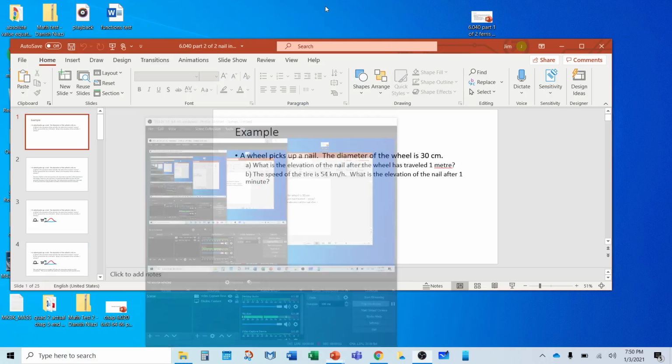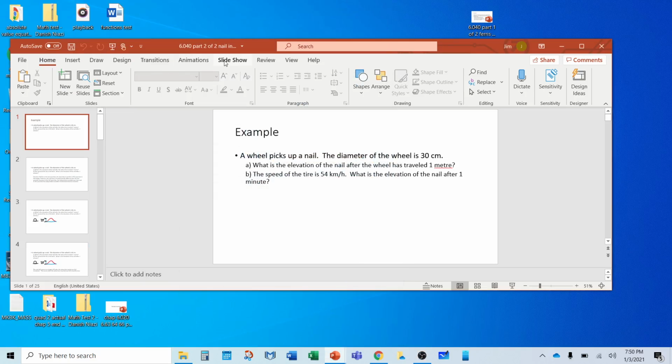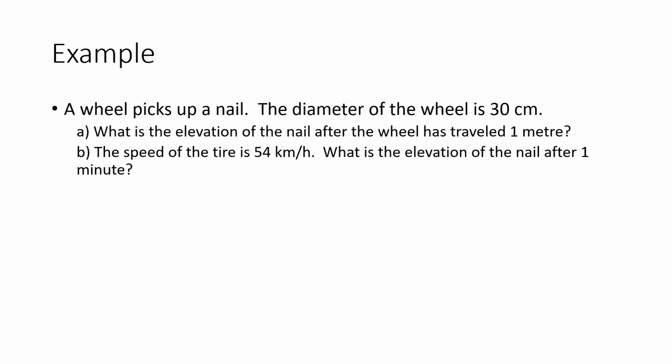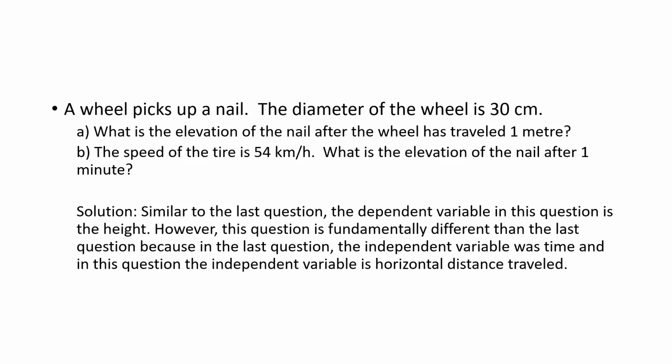In this example, we're going to do what I sometimes refer to in class as a nail in the wheel question. A wheel picks up a nail, we're given the diameter of the wheel, and we want to know the elevation of the nail after the wheel's traveled 1 meter. Then in part B, we're given the speed of the tire, and we want to know the elevation after a given length of time. Okay, well, similar to the last question, the dependent variable in this question is height.